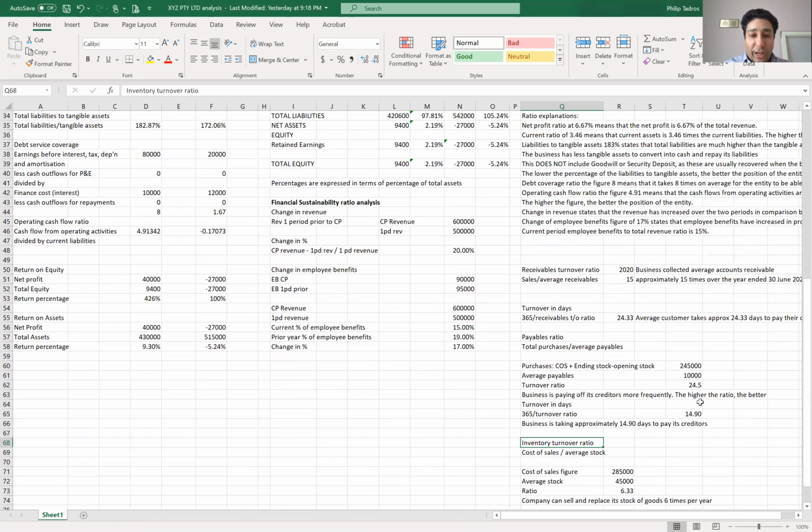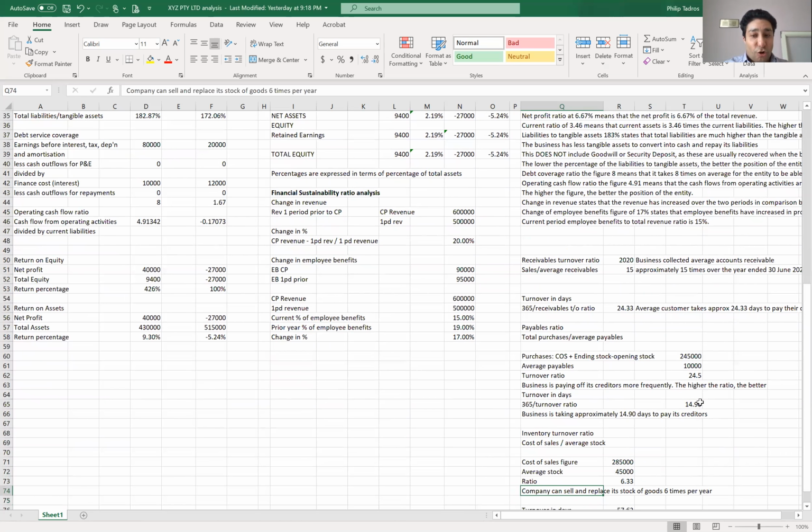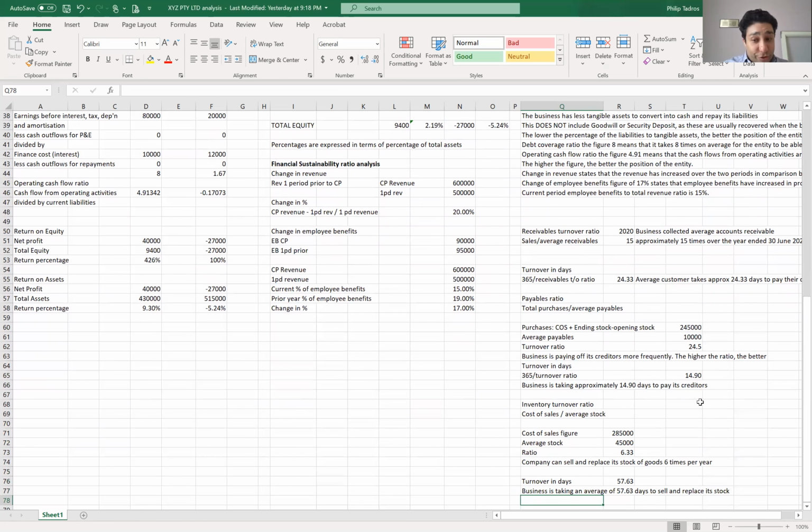And then we look at the inventory turnover ratio, where we take cost of sales divided by the average inventory. So the cost of sales figure is 285,000 and the average stock is 45,000. So the ratio is 6.33. So that means that the company can sell and replace its stock of goods 6 times per year. So it's not a lot.